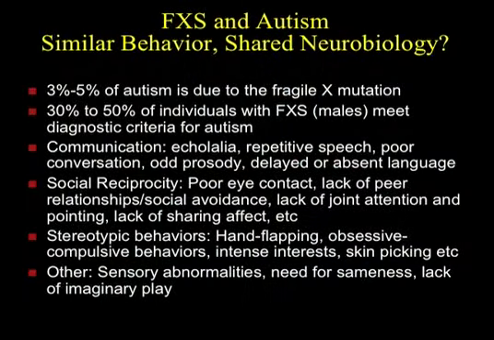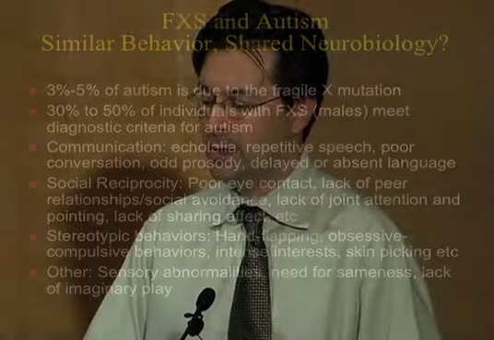In terms of this overlap that I mentioned, we know from epidemiological studies that somewhere between about 3 and 5% of all individuals with autism have their autism due to the Fragile X mutation. And on the other side of the coin, about 30 to 50% of individuals with Fragile X, and I put males in parentheses because of some specific differences in the way that the gene functions in females, but in males who are usually much more affected, there's a percentage estimate of about 30 to 50% that meet diagnostic criteria for autism.